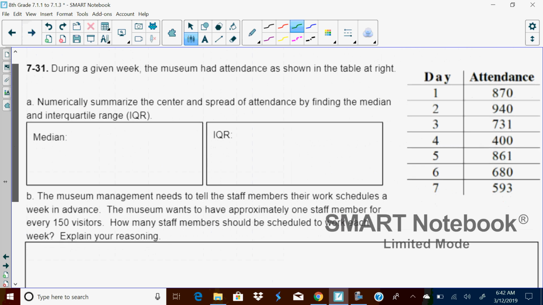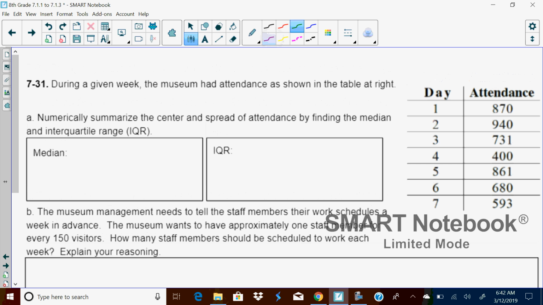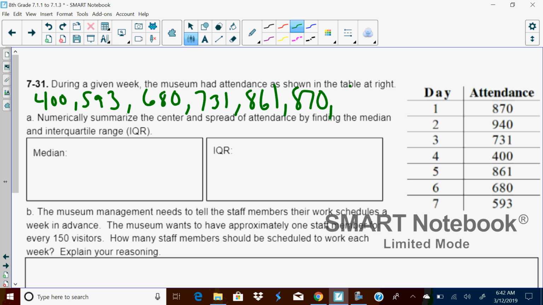Problem 31. During a given week, the museum attendance is shown in the table at the right. So first you want to find the median. So the first thing I did was list out all the data. So I had 400, 593, 680, 731, 861, 870, and 940. So the median is 731.